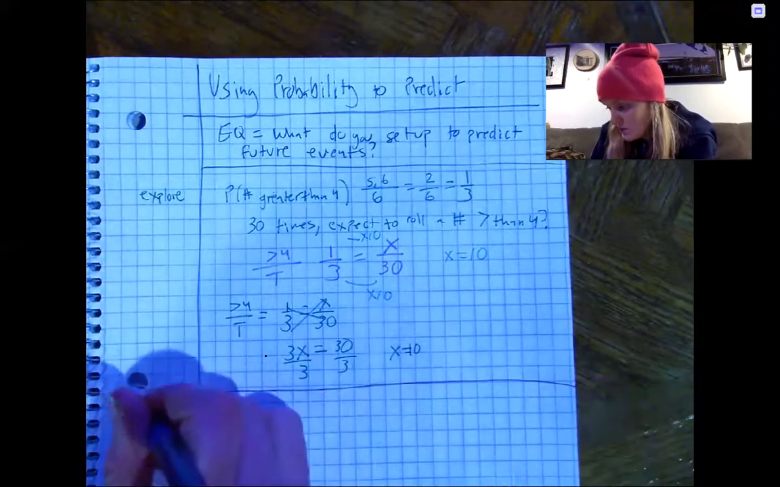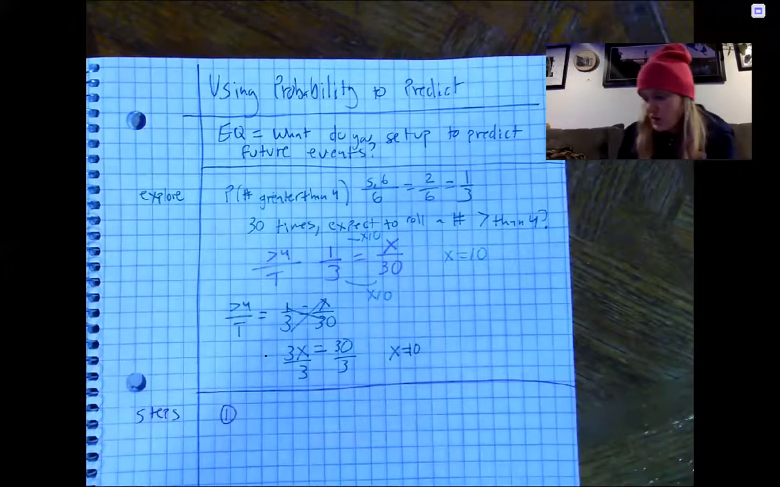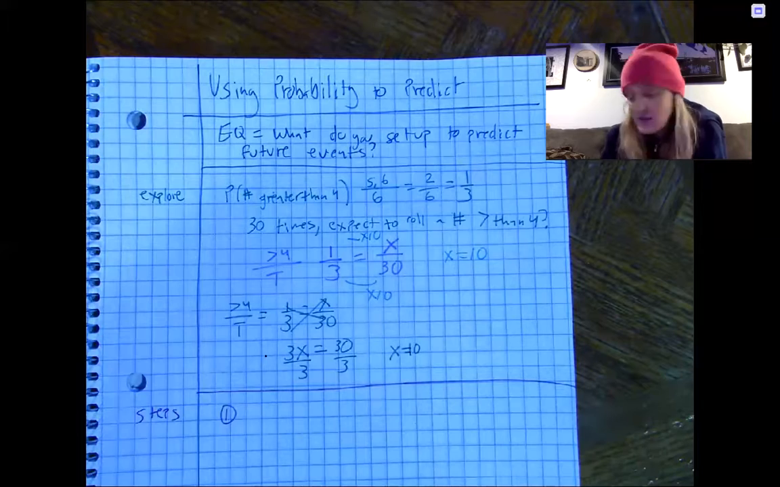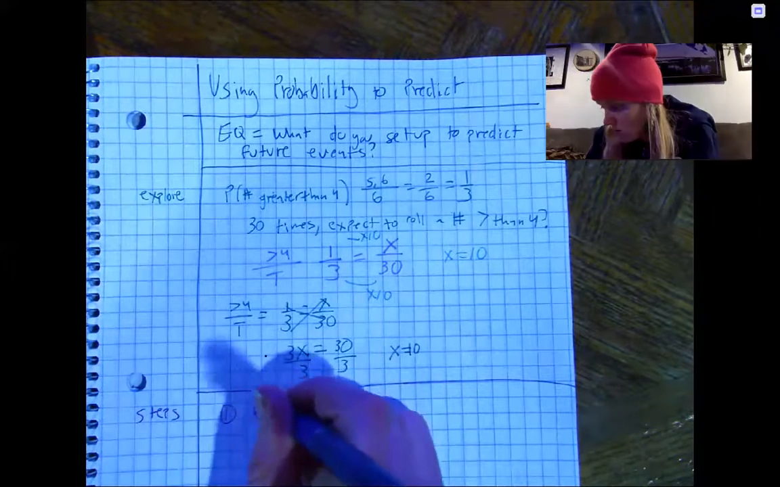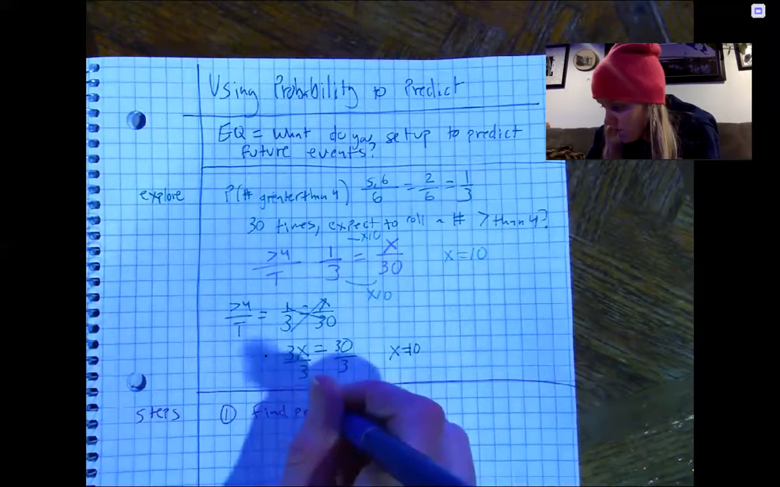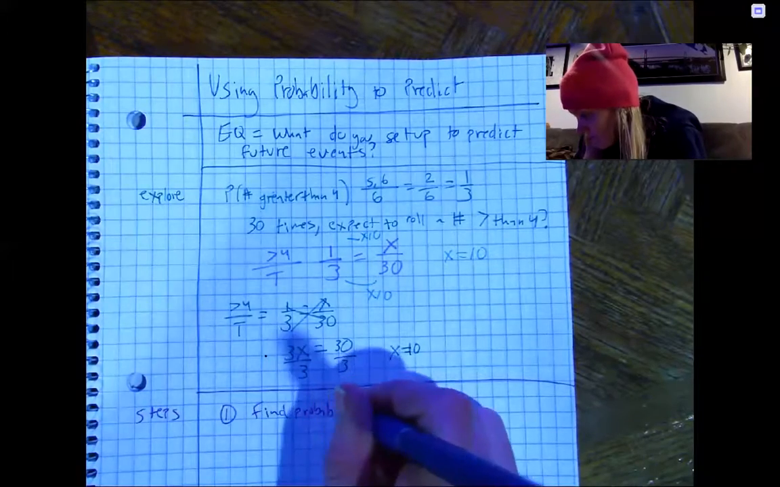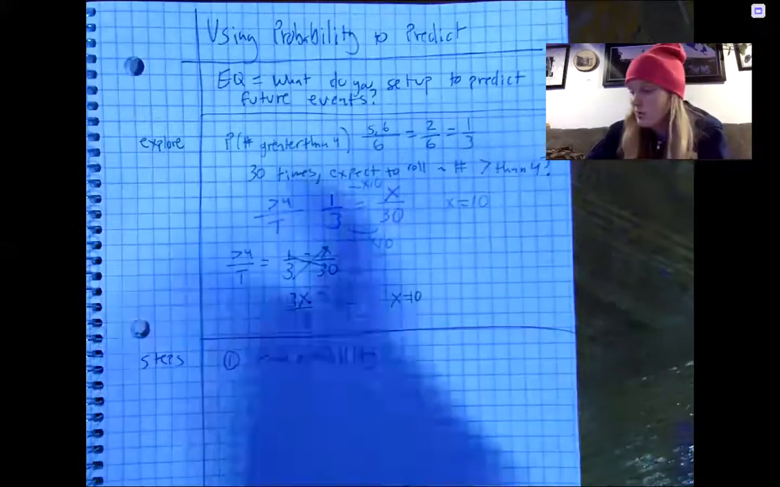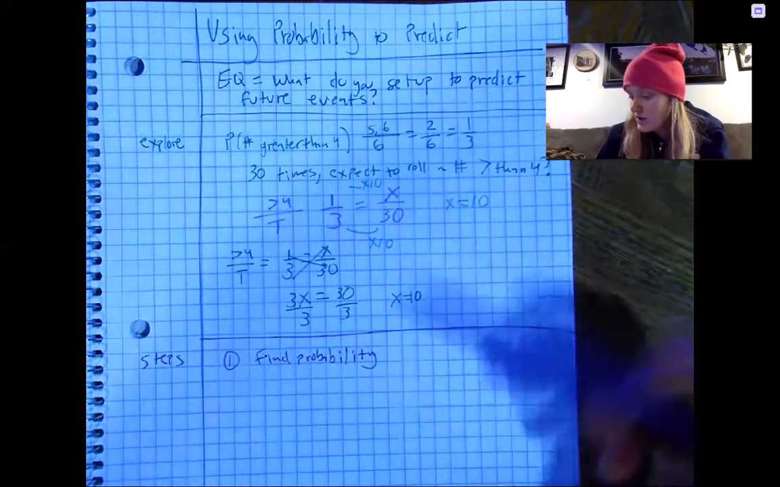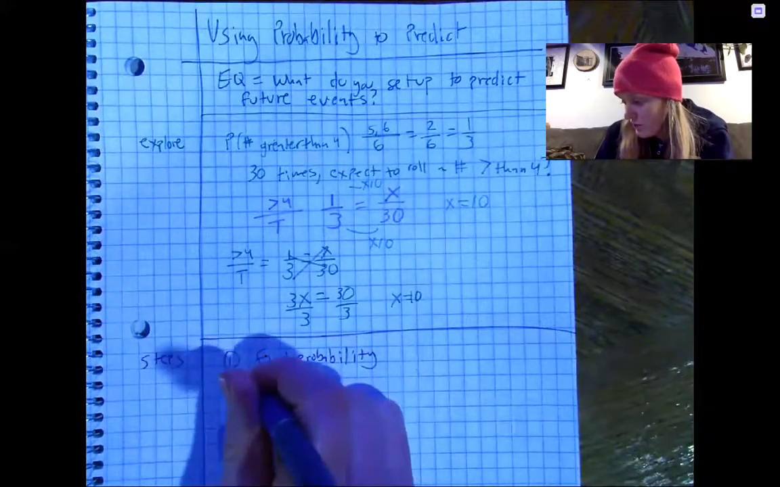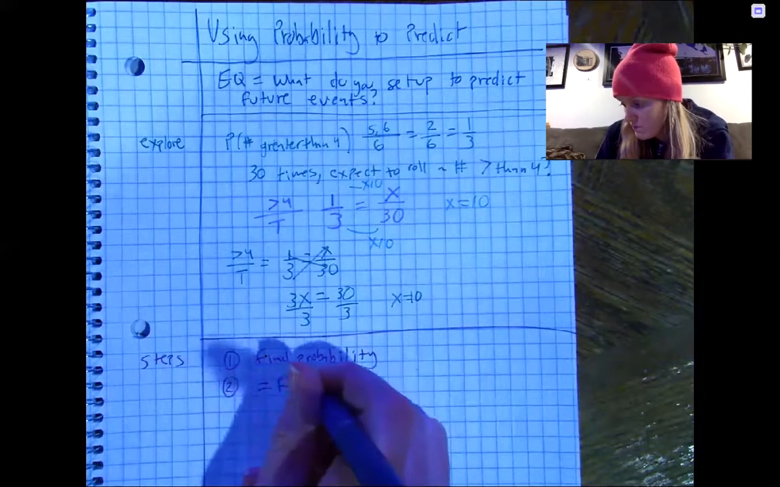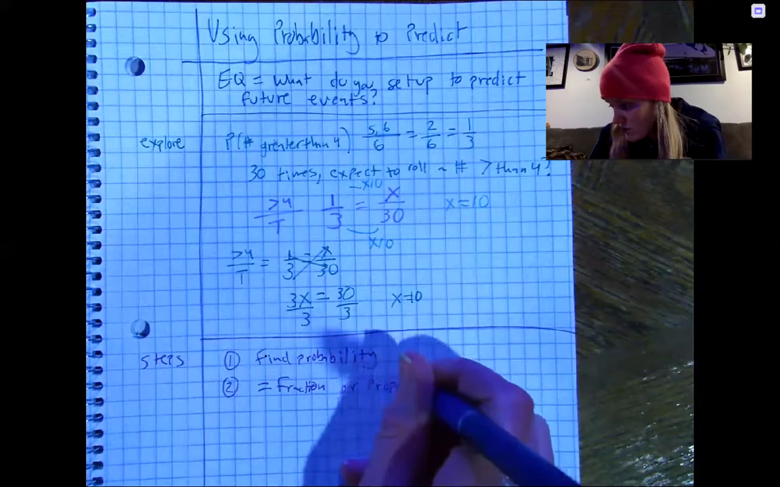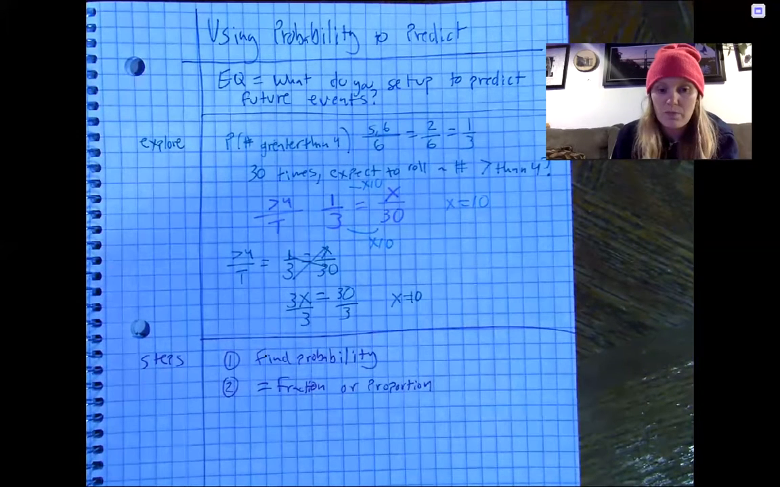So our steps. The first step we need is to find the probability of it happening, which we learned in our last lesson. So first we found the probability of a number greater than 4. Then we need to either set up an equivalent fraction or a proportion. I don't care which method you use. You have to use the method that's most comfortable to you.